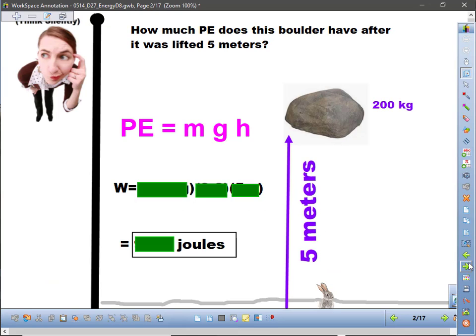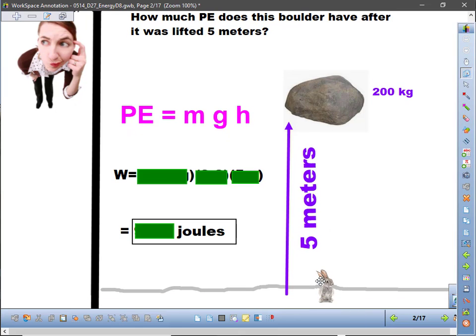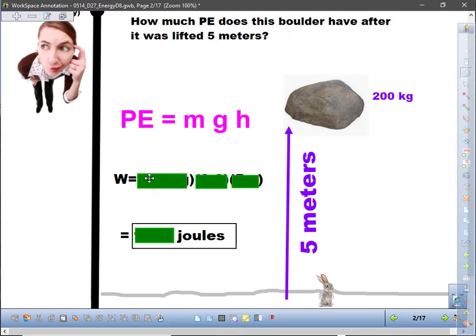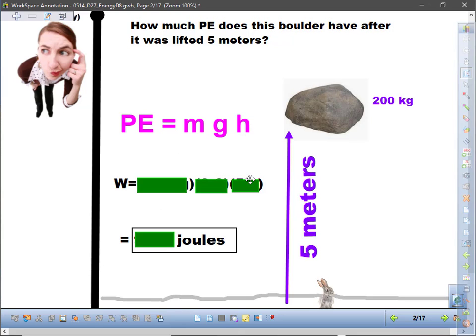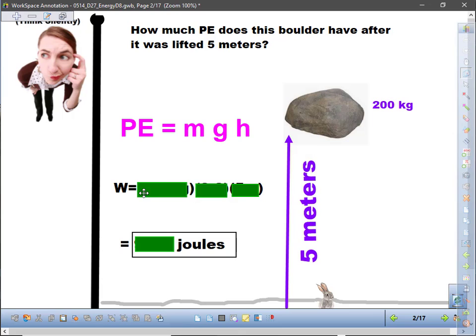Here's an example we had last time of lifting a boulder above a bunny. Let's say we have this boulder and we lift it up 5 meters. It's a 200 kilogram boulder lifted up 5 meters. You did work. Work equals force times distance. This is another way of putting it for potential energy. And just to review, we're going to calculate how much potential energy you gave this boulder by lifting it.